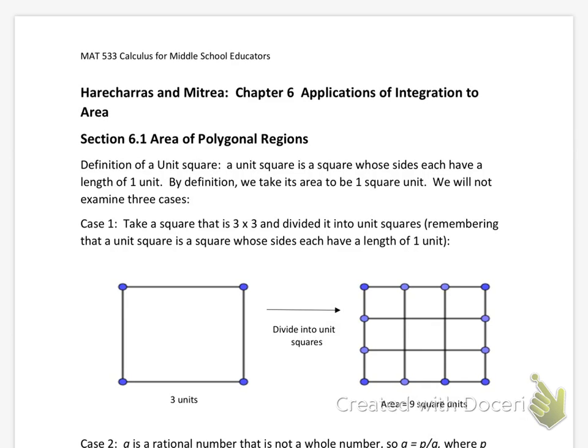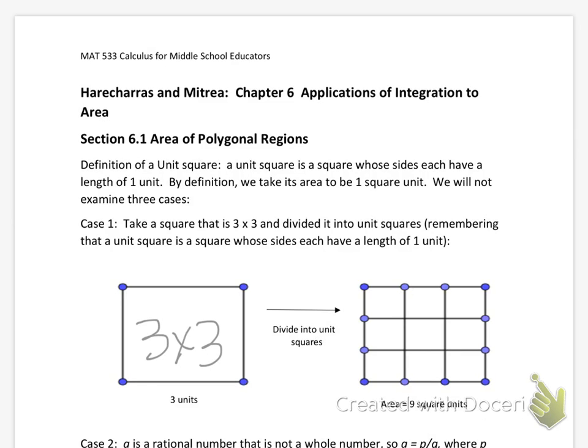And we will now examine 3 cases. So I have a little typo there. Okay, so case 1. Take a square that is 3 by 3 and divide it into unit squares, remembering that a unit square is a square whose sides each have a length of 1 unit. So here is our square. This square is 3 by 3, and I'm dividing it into 9 unit squares.